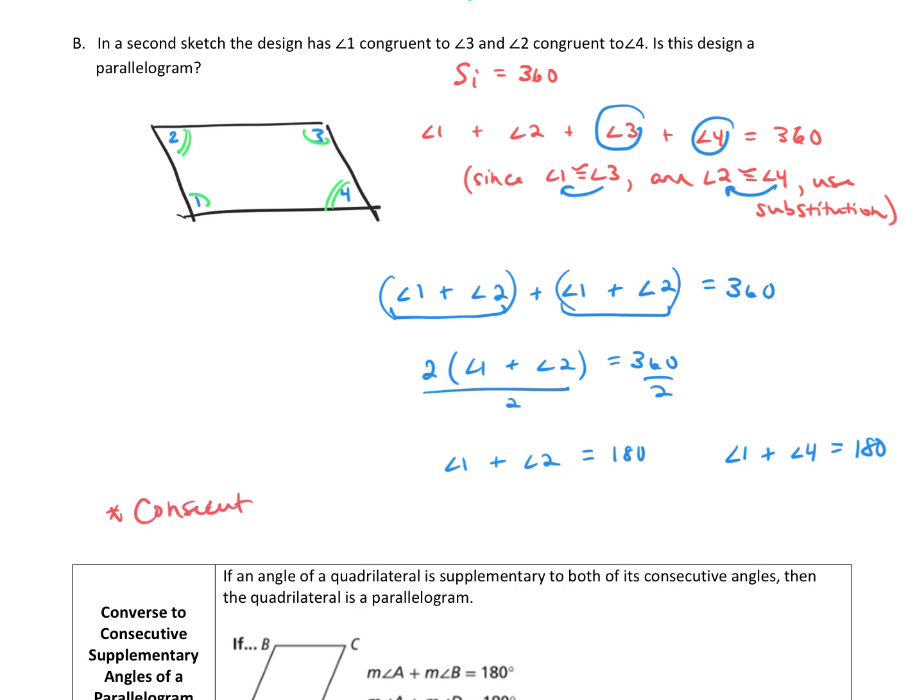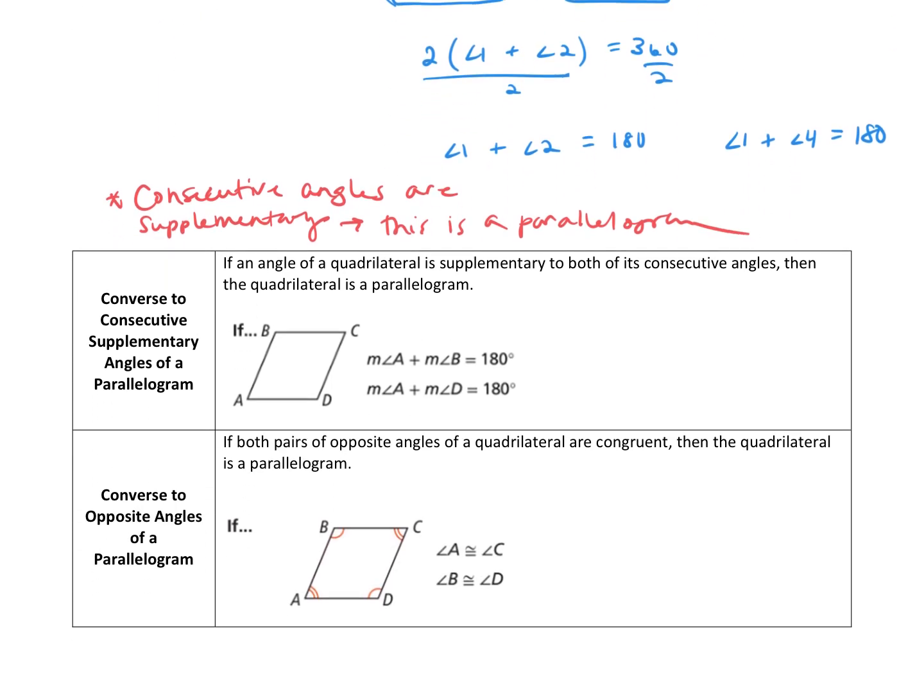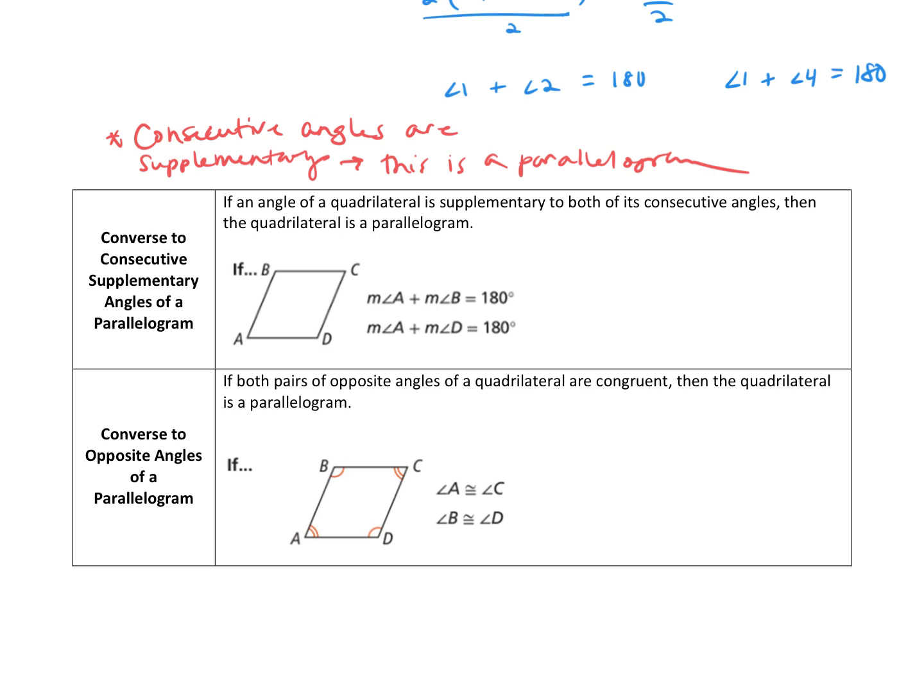So consecutive angles are supplementary. So that means this is a parallelogram, also just like the first picture. All right, so this gets us to just a couple theorems to take a look at.